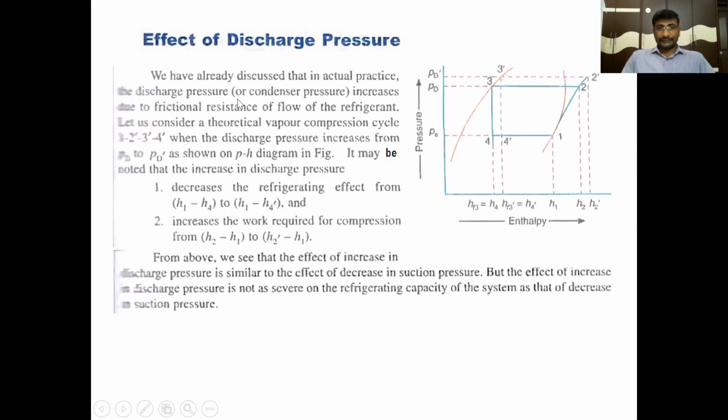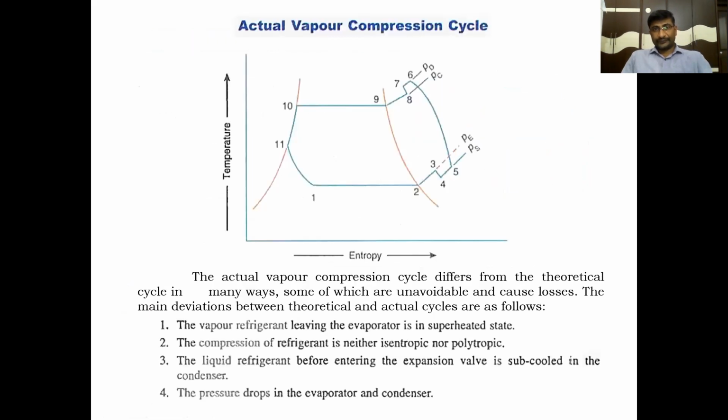Finally, I conclude that the pressure limits, that is the suction pressure and discharge pressure, must be as low as possible. Clear? This pressure range must be as close as possible. Then only the COP of the system can be increased.